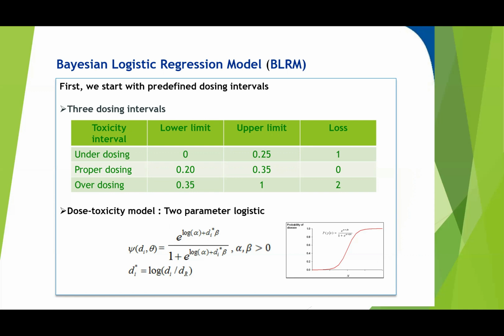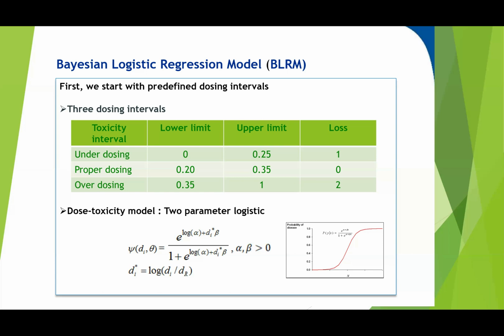Similarly, for proper dosing, we may say that the toxicity level in the group is 0.2 to 0.35. Overdosing is anything more than 0.35 to 1, completely, the entire set of people showing toxicity could be considered as overdosing. Now, corresponding to these intervals, we may assign some loss value.